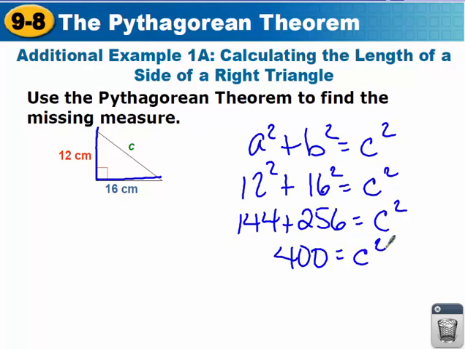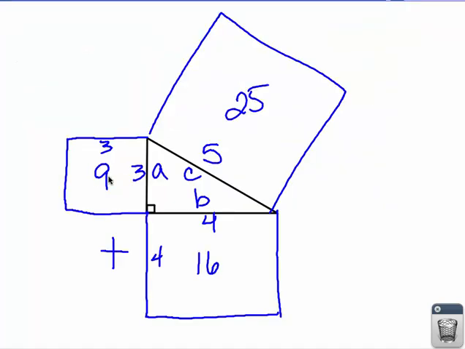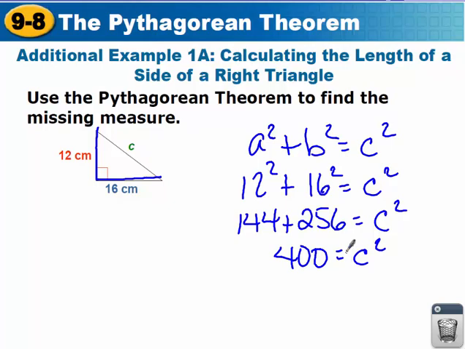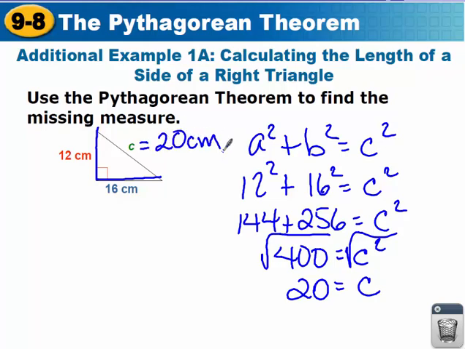Now what I need to do is turn c squared into just c. Like we did in the previous problem, 3 times 3 gave me 9, 4 times 4 gave me 16. So what number times itself would give me 25? The way we do that is we take the square root of it. I take the square root of c squared, because I know the square root of c times c is c, and I take the square root of 400, and I end up with 20. So in this case, c is equal to 20 centimeters. And that's an example of how you use the Pythagorean theorem to find the hypotenuse.